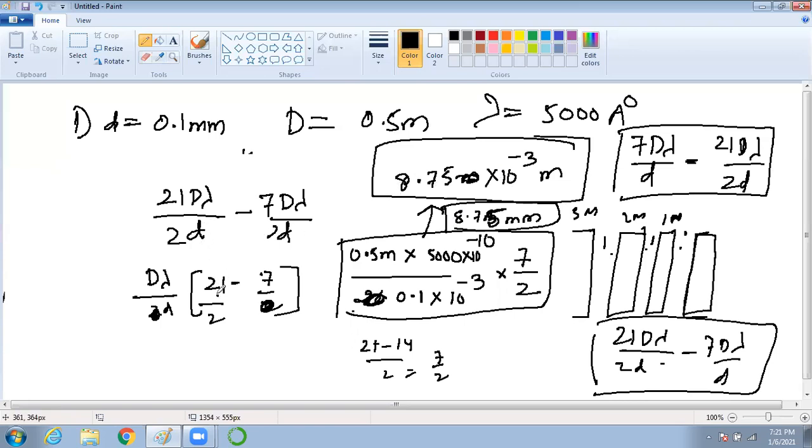See, basically 21 by 2 minus 7, so it's 14 by 2, so it was 7 by 2. We are talking 0.5 meter, so everything has to be converted to meter. 5000 angstrom is converted to meter by multiplying by 10 to the power minus 10, and millimeter is converted to meter, 10 to the power minus 3. Now everything is in meter. And now 7 by 2, so you will get 8.75 into 10 to the power minus 3. So 8.75 millimeter is the answer.